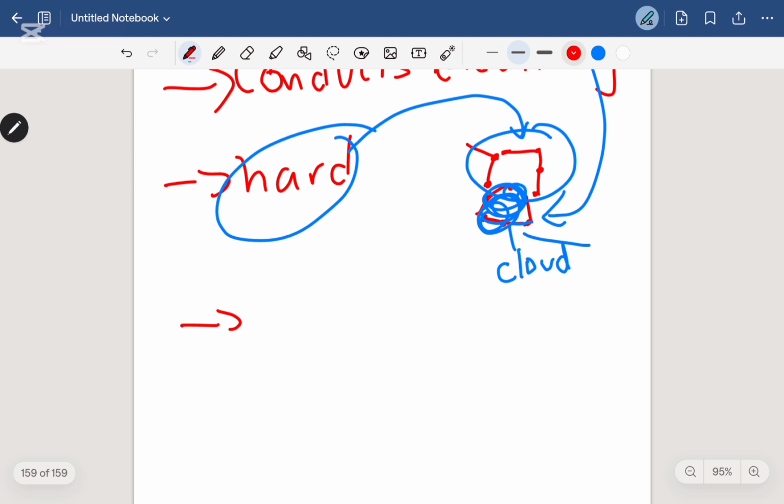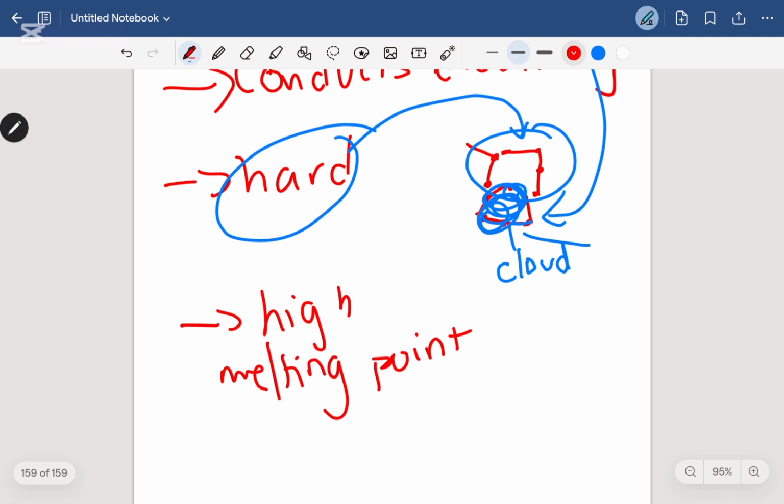Then it also has a high melting and boiling point. I don't think you can boil it, so we're just going to say a high melting point, because I don't think you can boil graphite. That would be really weird. Why exactly does it have a high melting point? Due to the strong covalent bonding.